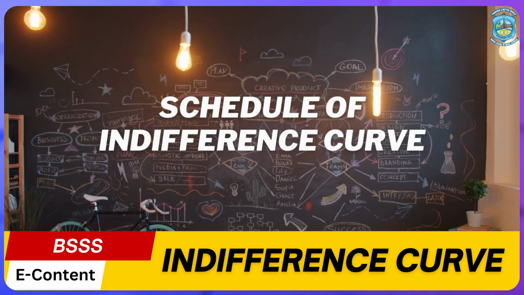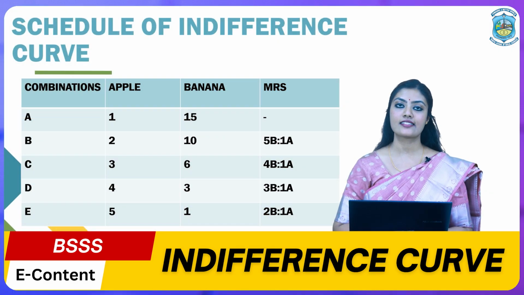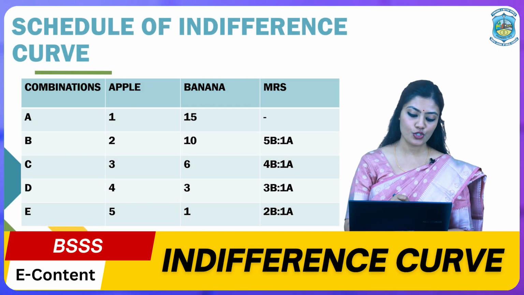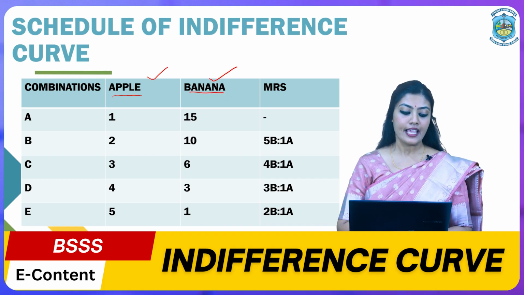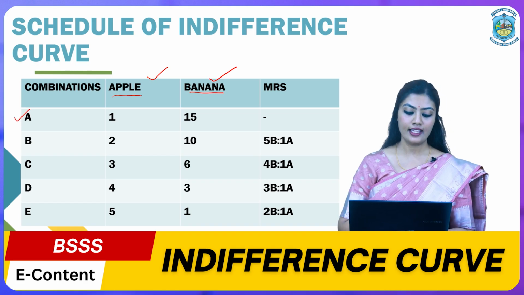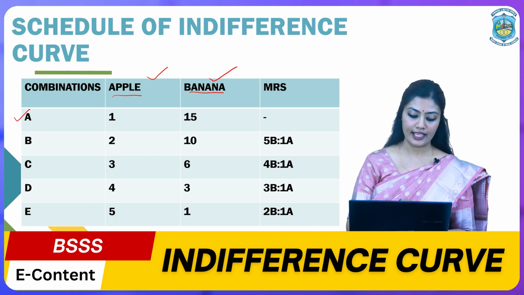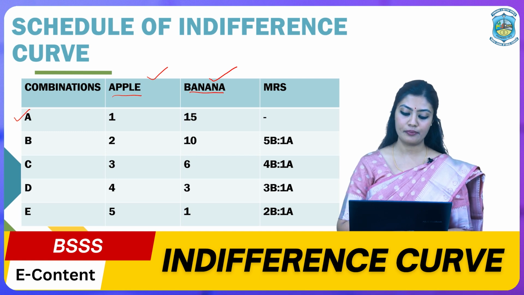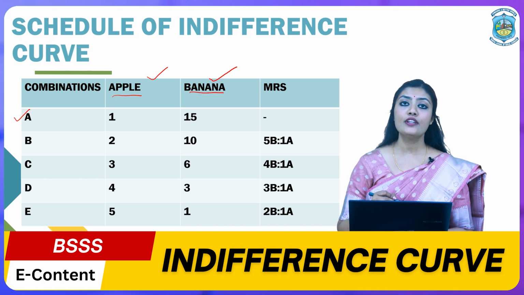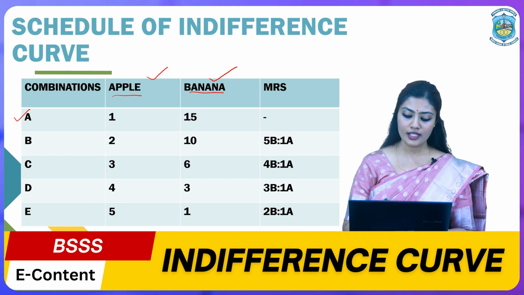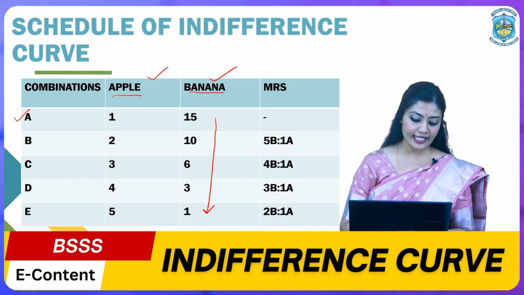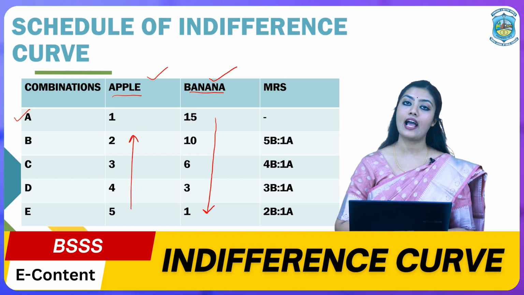Now, let us see the schedule of the indifference curve. As discussed earlier, an indifference curve has two combinations of goods, as here it is apple and banana. If I talk about combination A, if a consumer takes combination A, he will have 1 unit of apple and 15 units of banana. And furthermore, if we look into this graph closely, it can be observed that a consumer is ready to sacrifice the consumption of banana so that he can get an additional unit of apple.